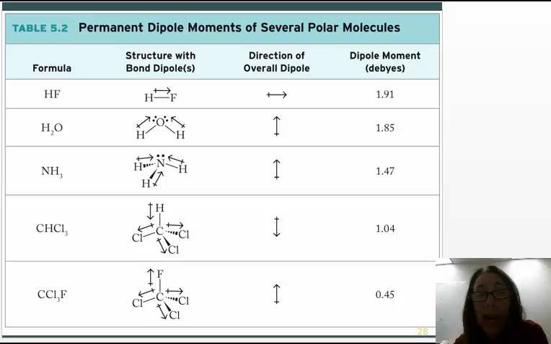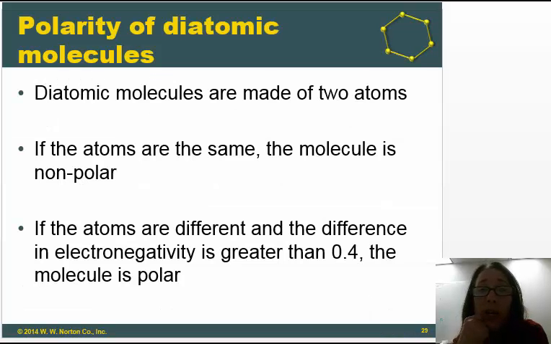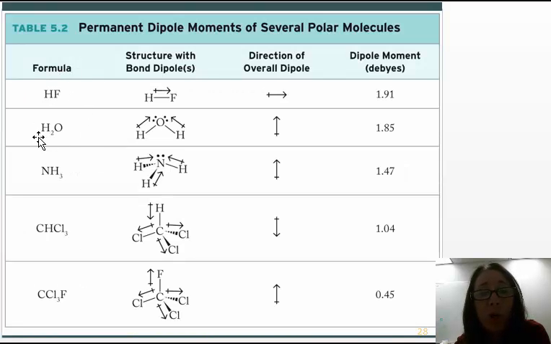So we're going to look at how you can determine on your own, without knowing what the measured dipole moment is, whether a molecule is polar or not. So let's first look at diatomic molecules, which are molecules that are made up of two atoms. If the atoms are the same, the molecule is nonpolar, or if the atoms have very similar electronegativities. If the atoms are different and the difference in electronegativity is greater than 0.4, then the molecule is polar. So for example, HF is a diatomic molecule. These two atoms, hydrogen and fluorine, have a difference in electronegativity that's greater than 0.4, and it's polar.